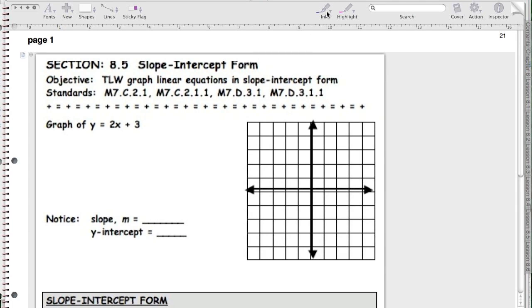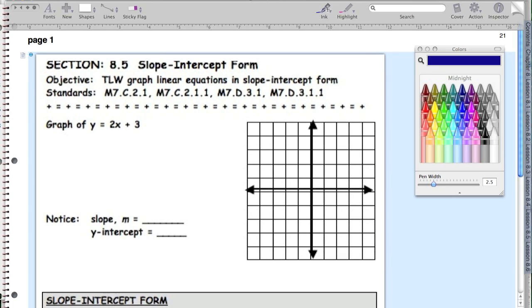Okay, let's take a look at lesson 8.5, slope-intercept form. Slope-intercept form is going to be our third way of graphing. So far we've looked at using a t-chart and finding the intercepts as a method. So the third way is going to be using what we learned in the last lesson on slope.